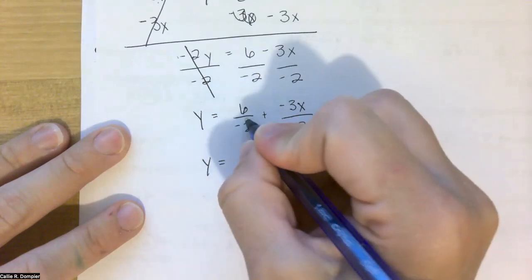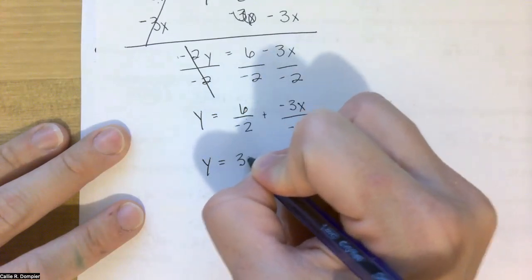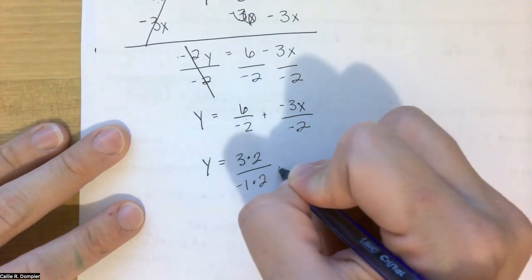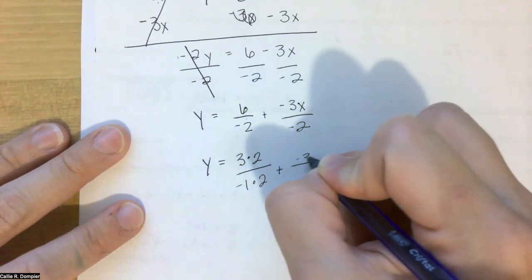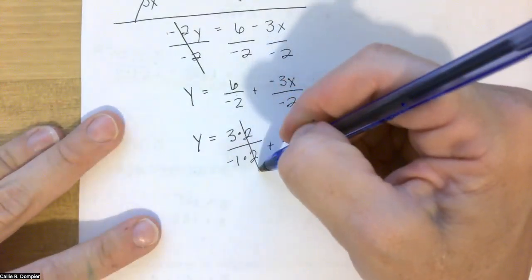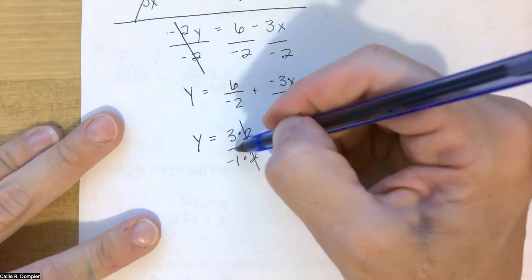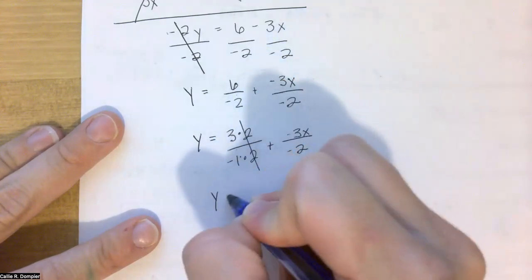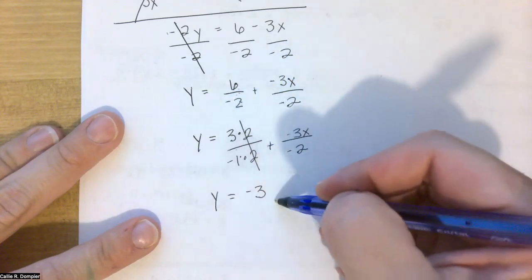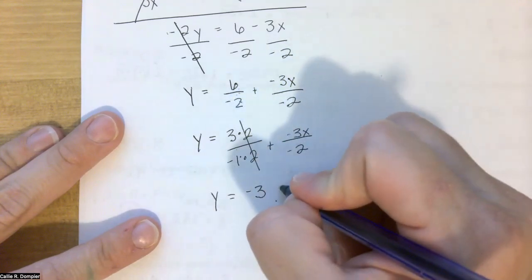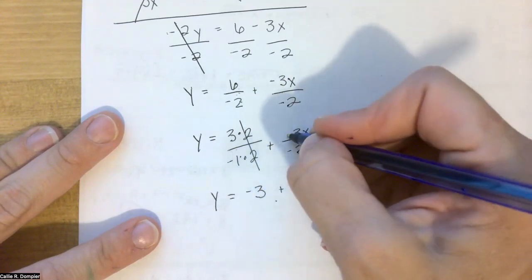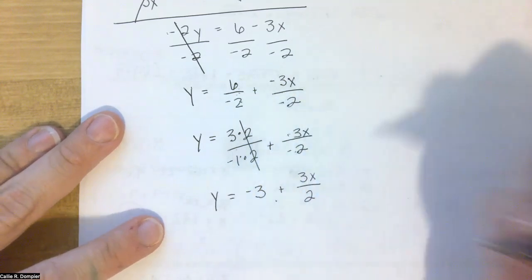y equals 6 divided by negative 2 is 3 times 2 divided by negative 1 times 2 plus negative 3x divided by negative 2. We see that the 2's cancel, right? 3 divided by negative 1 is just negative 3. You can also just put 6 divided by negative 2 into your calculator and it'll give you negative 3. And then plus 3x over 2, because a negative 3 divided by negative 2 is just 3/2.